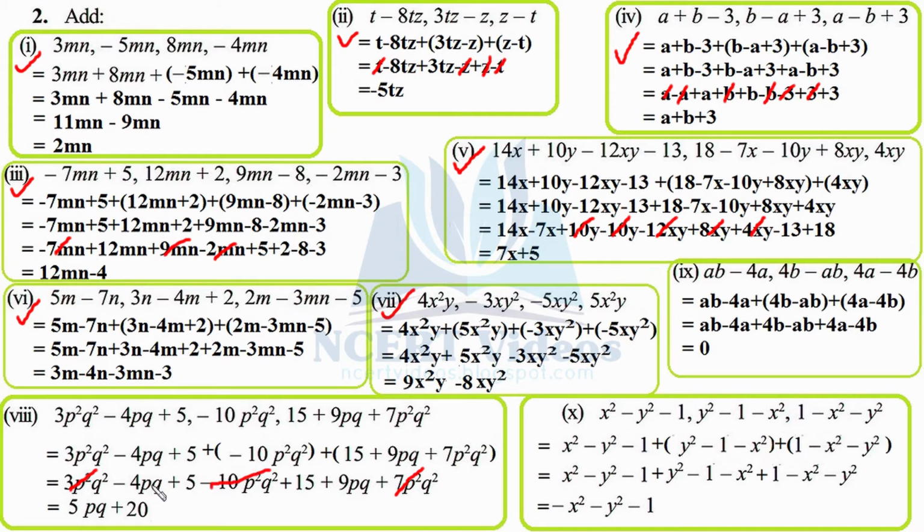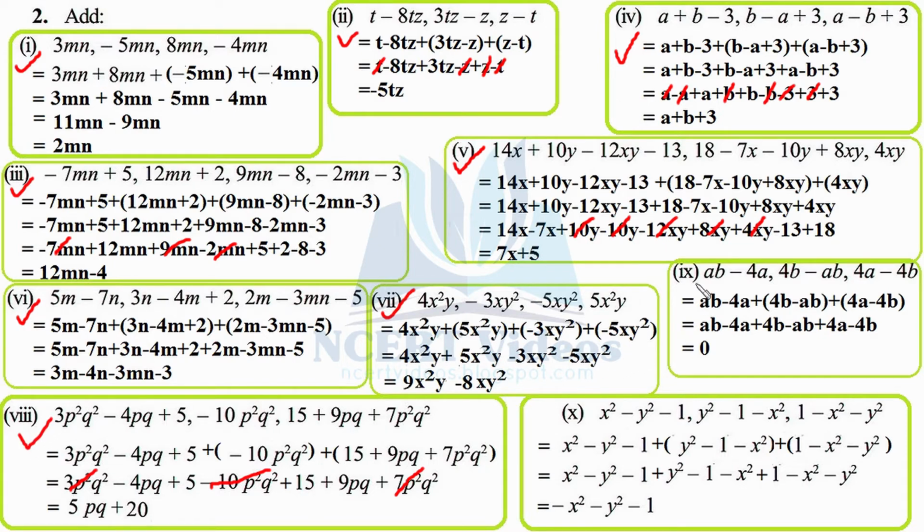We are left with pq and we have pq. This is minus 4, this is plus 9. This gives 5pq of positive. And for constants, plus 5 plus 15 gives you plus 20.